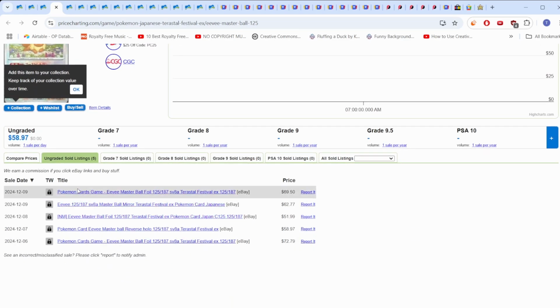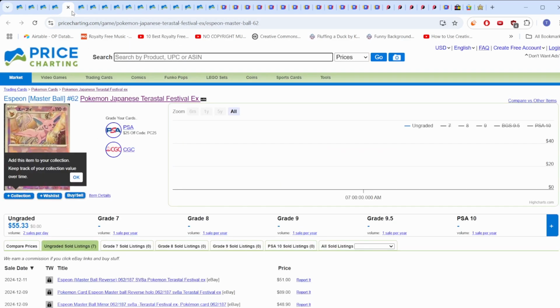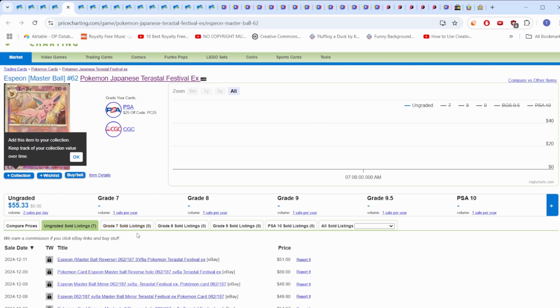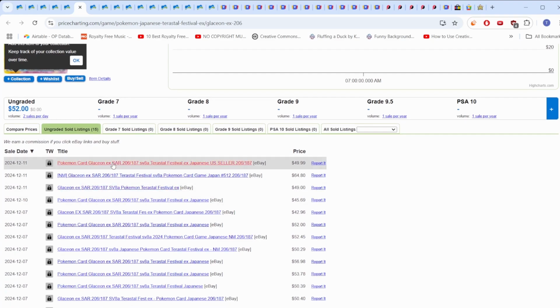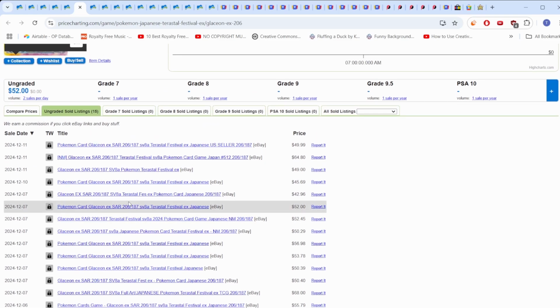The Eevee doesn't have recent price data. I want to look for ones that have recent price data. This one only has one. But the Glaceon has some more recent ones. So this is from yesterday, and this is around 50, like 40s. Their range is like 40s to 60s still, but it kind of depends on how much people sell it for.